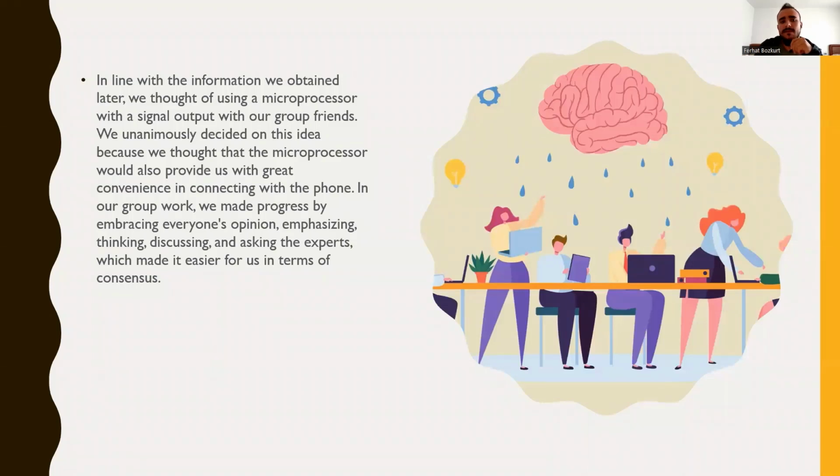In line with the information we obtained later, we thought of using a microprocessor like ARM with a single output. We unanimously decided on this idea because we thought that the microprocessor would also provide us with great convenience in connecting with the phone. In our group work, we made progress embracing everyone's opinion. It's important: emphasizing, thinking, discussing, and asking the expert. We made it easier for ourselves in terms of consensus.